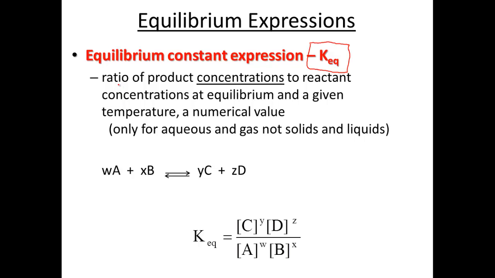Now, what it's going to look at is a ratio of products concentrations to reactant concentrations at equilibrium at a given temperature numerical value. It's only for aqueous and gases, not solids and liquids. In our equation, what it's going to look like is if we had a reaction, and what we're looking at is W, X, Y, and Z would be from a balanced chemical equation, our BCE, and those are going to be the coefficients.